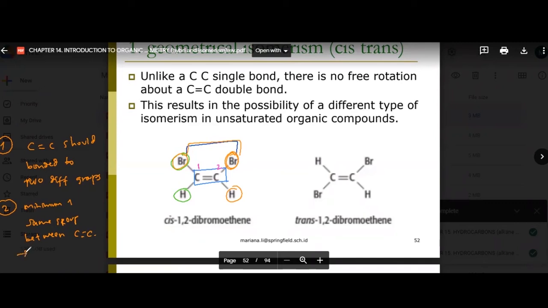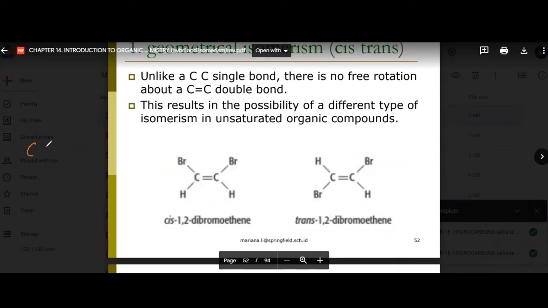If the same groups are at the same side, in the same plane, it is called cis isomerism. And if they are at opposite sides, it is trans isomerism. Opposite side is trans, same side is cis. So once again, each carbon of the double bond is connected to two different groups, with at least one same group from the first carbon and the second carbon.